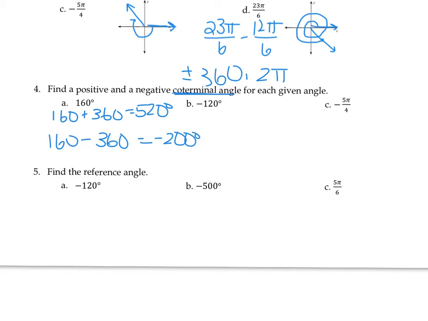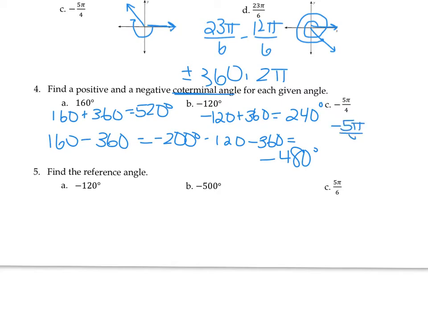Now if we look at the next one, negative 120, I'm going to do negative 120 plus 360 and negative 120 minus 360. So I get 140. No, I lied. I get 240. And I get negative 480 degrees.